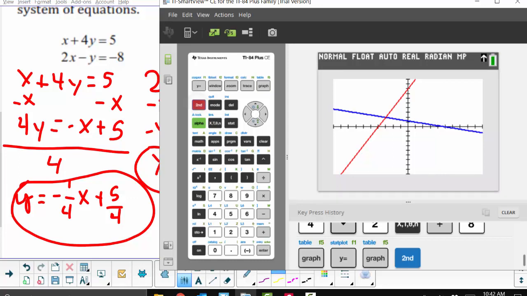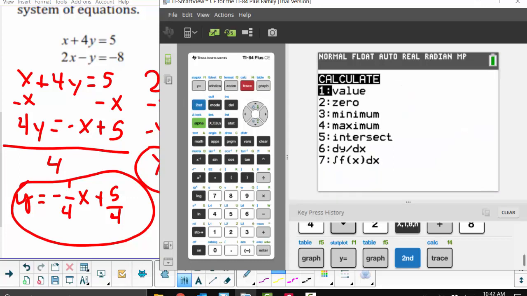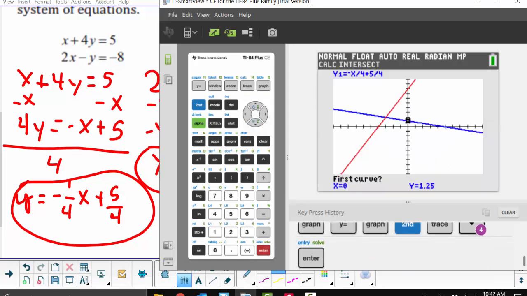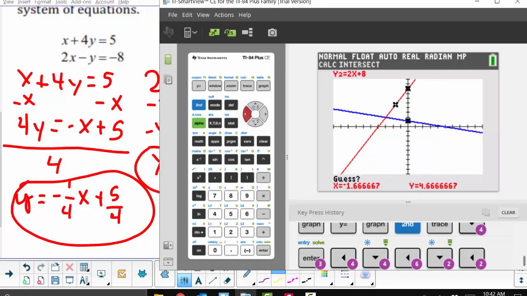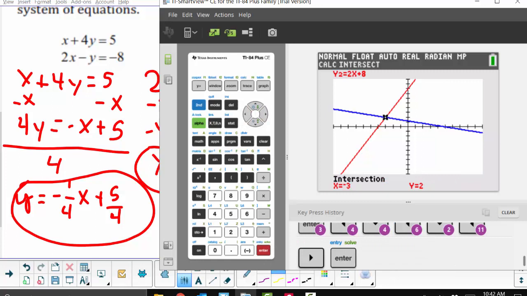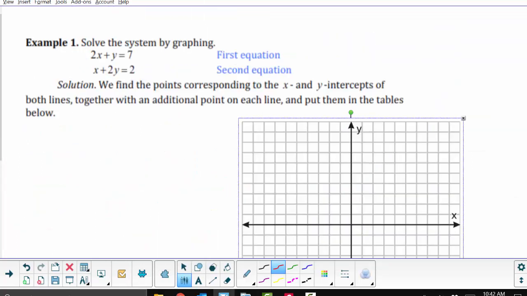If we wanted to verify that, we could hit second calc and go down to intersect. And then we hit enter on the first curve, enter on the second. Then for the guess, we're just going to move it as close as we can to where it actually intersects. We're going to try to verify that that's negative 3, 2, which notice it tells us it's negative 3, 2. And you could do this by hand if you wanted to, but it's kind of hard to do graphing assignments online by hand, so you probably want to rely on some technology.